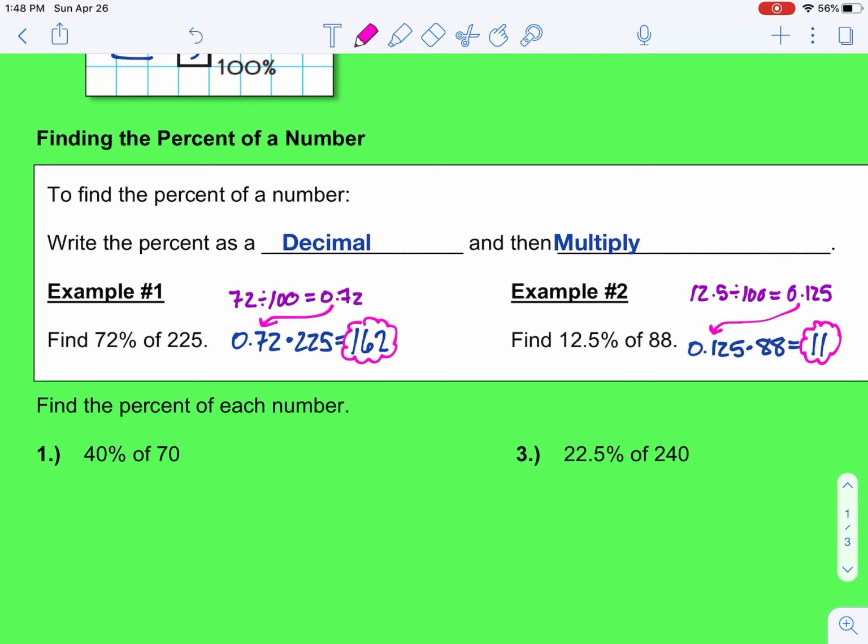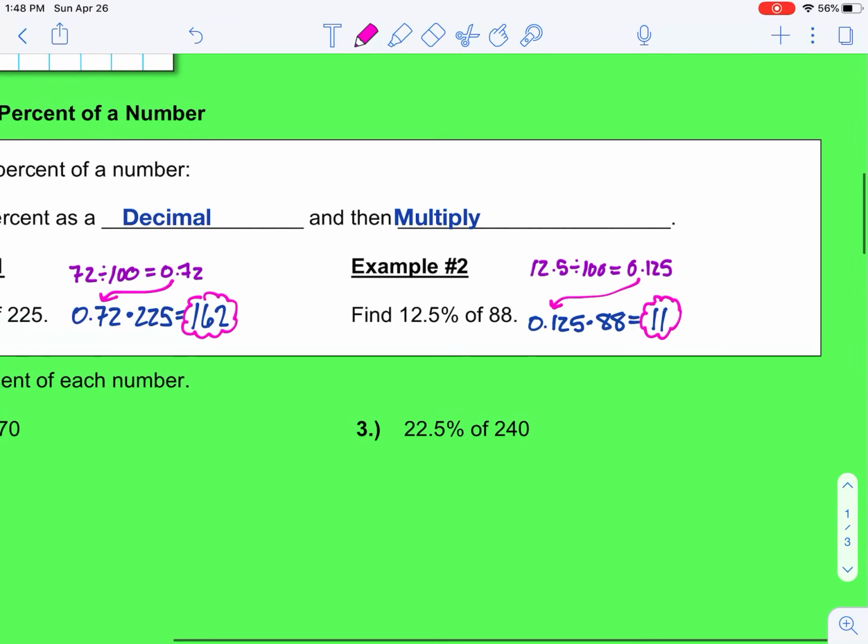To find the percent of a number, we're going to write the percent as a decimal and then multiply. So in example number 1, I need to find 72% of 225. You notice in purple that I did 72 divided by 100, so I can turn the 72% into a decimal, and I got 0.72 or 72 hundredths. All I do then is multiply by my other number, which is 225. So 0.72 times 225 is 162.